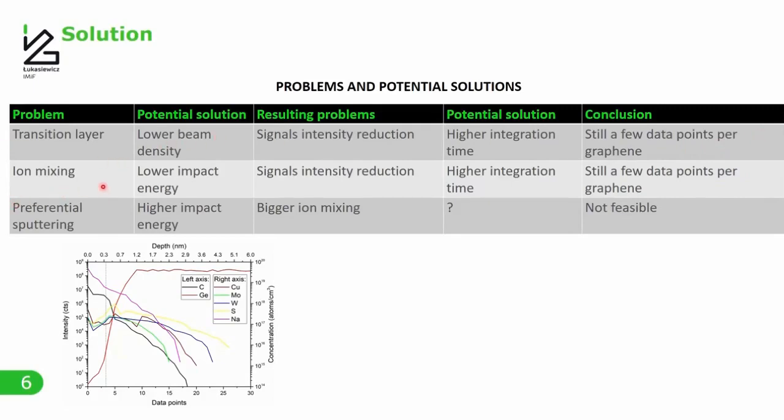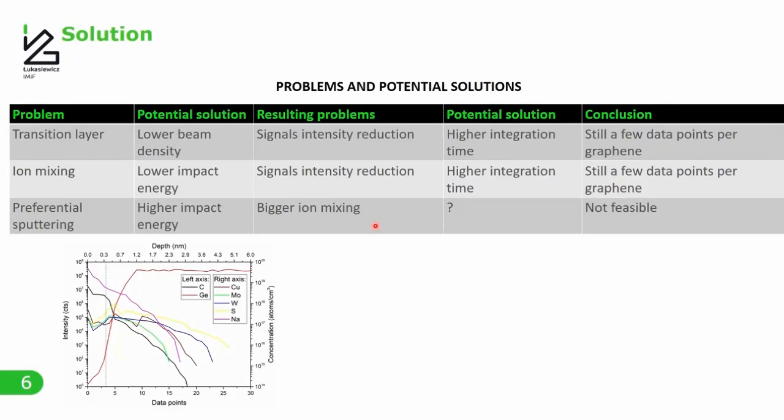Similarly, to reduce the ion mixing, as I said, we can decrease the impact energy. But once again, this will decrease the intensity of all measured signals. So once again, we should counter it with a higher integration time, and we'll end up with the same result, just a few data points for graphene. And then there is the problem with preferential sputtering. As I said, heavier elements are not sputtered efficiently in this mode. So we may use a higher impact energy, but this will obviously cause bigger ion mixing. And we don't really have any feasible solution to that.